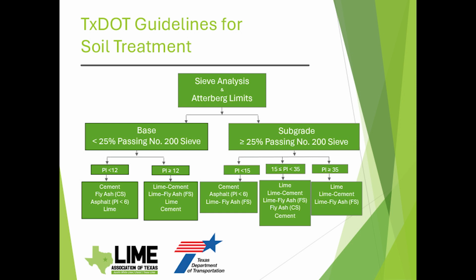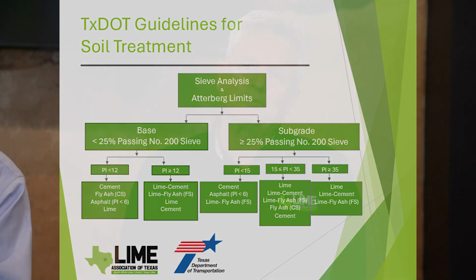Whereas when you get into subgrade materials, they're on the right-hand side of the screen. Subgrade materials are typically going to have more than 25% passing the 200. So I'll talk a little bit about base materials, and we'll go back and forth here and talk a little bit about some of the differences. But the grain size and how much clay is in there has a lot to do with what treatment guidelines or what treatment recommendations you would be using here.